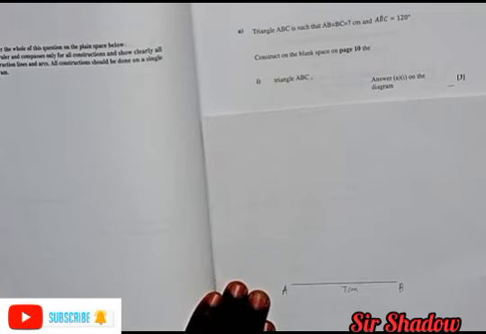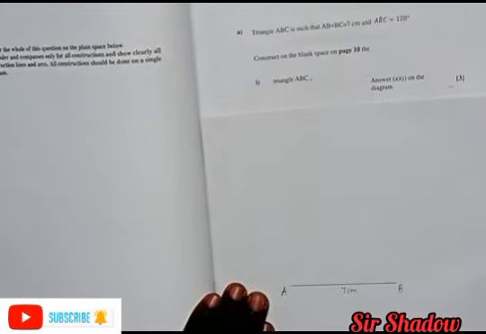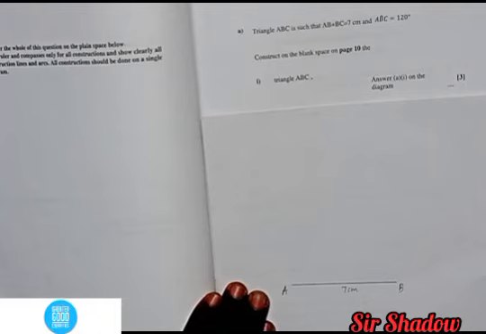How to construct 120 degrees? When constructing 120 degrees, the first thing you should know is that the angle 120 degrees and the angle 60 degrees share 180 degrees, since 120 degrees and 60 degrees add up to 180 degrees.